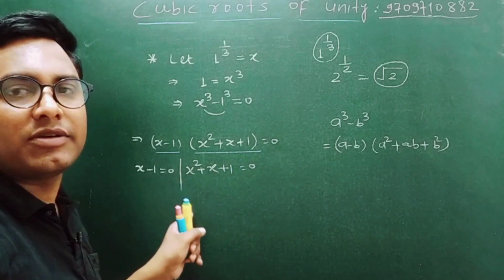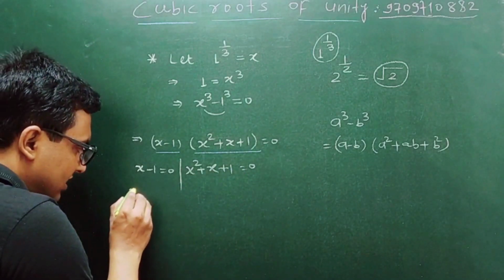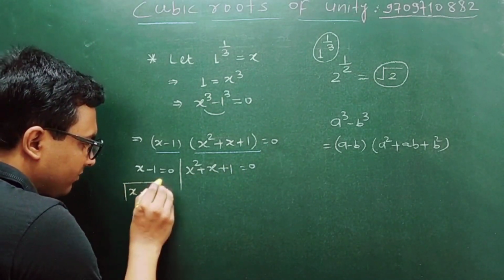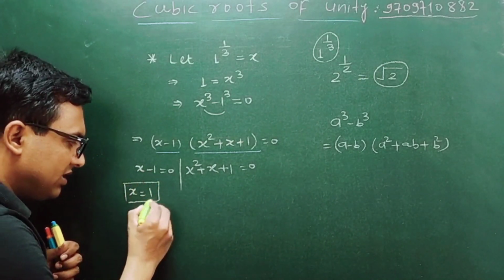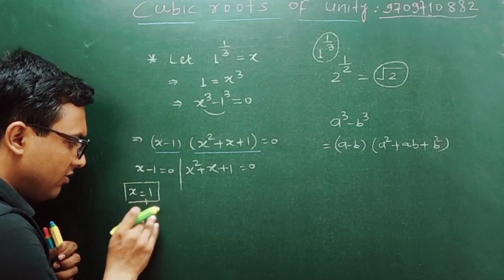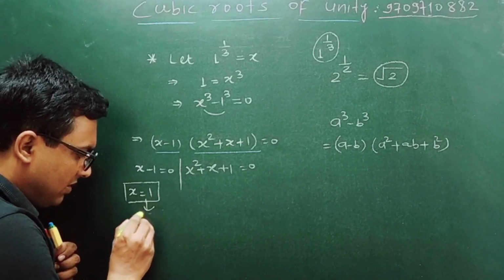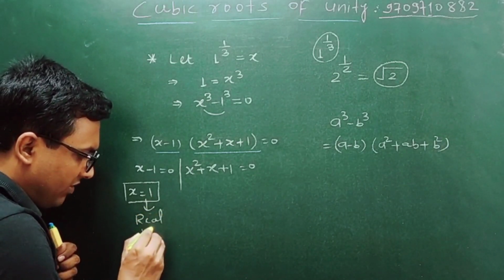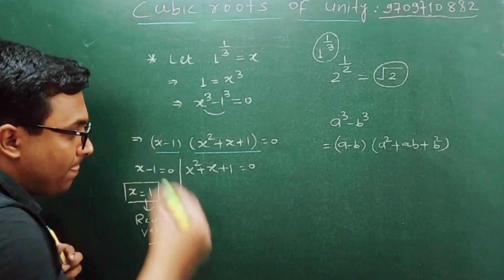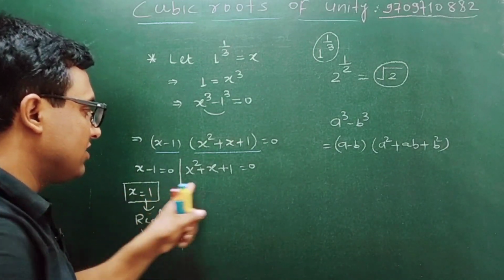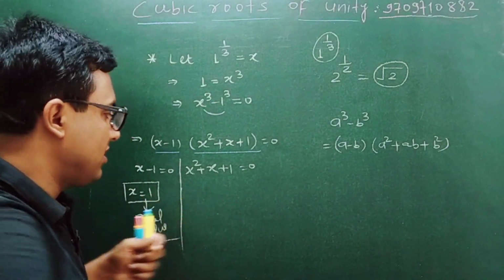This is a quadratic equation. We get x is equal to 1 from the first equation. This is a real root, a real value. Remember this, real value. Clear? But see here, solving the quadratic equation.